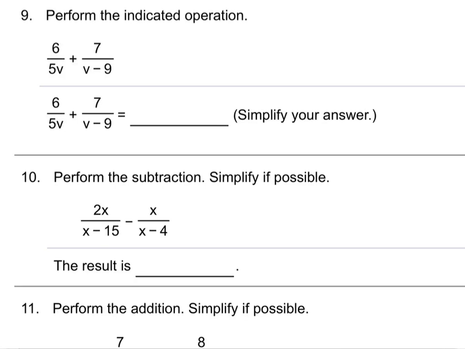Number 9. All right, try that one. 6 over 5v plus 7 over v minus 9. So you know the name of the game. Make those denominators the same.